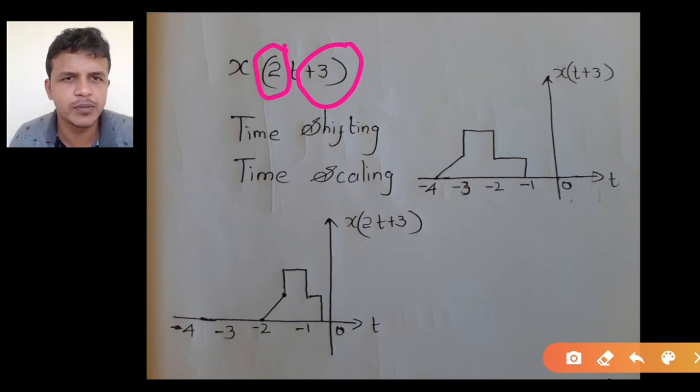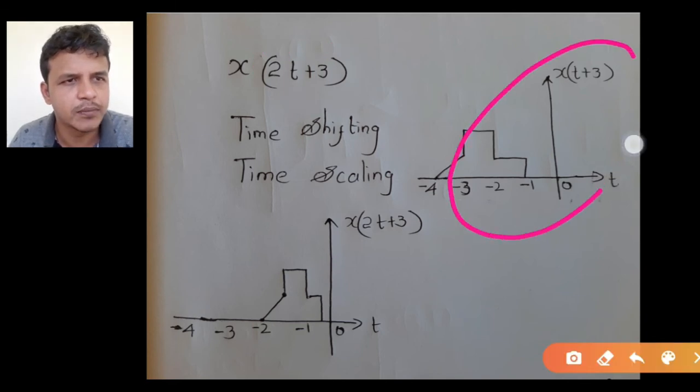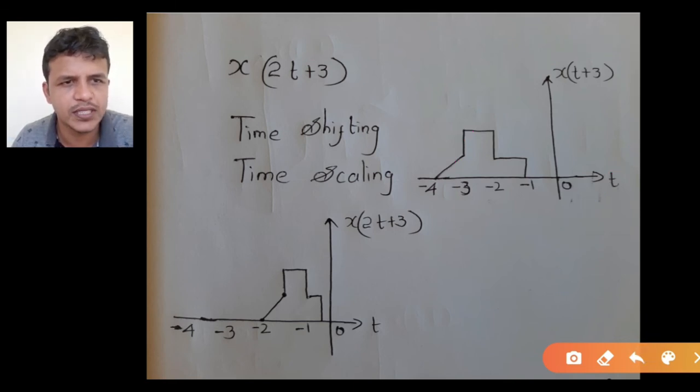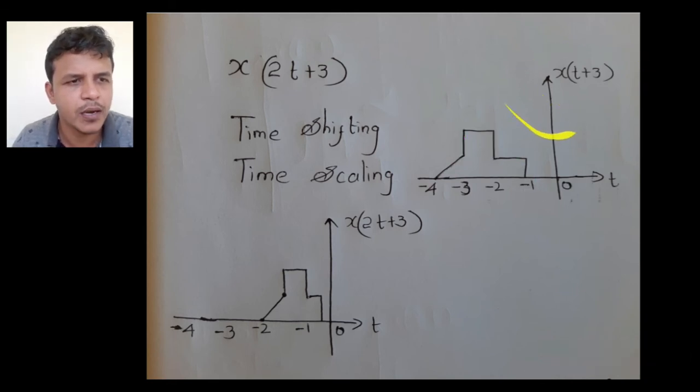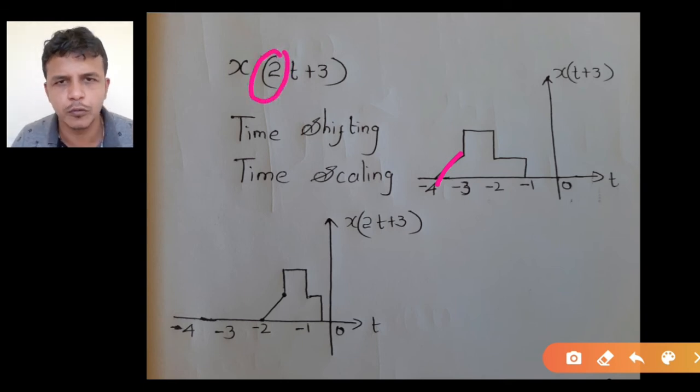So time shifting means x of t plus 3. Here we are performing x of t plus 3. T plus 3 means that signal is advanced by 3 time units. So instead of happening from minus 1 to 2, it is happening from minus 4 to 1. So advanced by 3 time units. Then to this x of t plus 3 we are performing time scaling operation. That means we are dividing the time at which the signal is happening by a factor of 2.